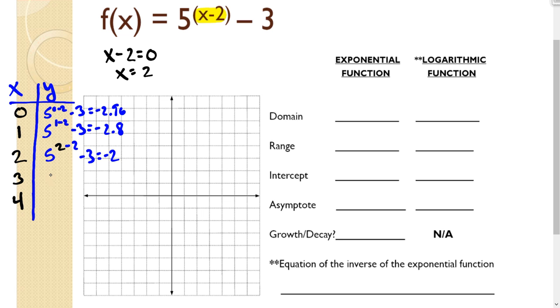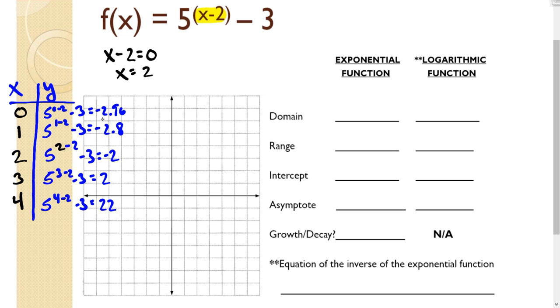So if I plug in a positive 3, we get 5 to the 3 minus 2, minus 3. Well, that's 5 to the first, which is 5. And 5 minus 3 is a positive 2. And then to round things out, we've got 5 raised to the 4 minus 2. Take 3 away from that. Well, 4 minus 2 is 2. 5 squared is 25. 25 minus 3, 22. Okay, so I'm not going to fit on the graph, but it is going to tell me what direction to go. So let's go plot those points.